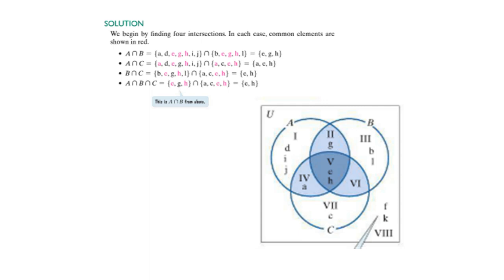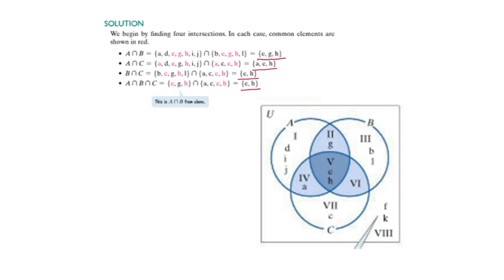This slide shows the solution for the last problem that we just completed. So you can see that we did well on that. We did A intersect B, came out to be E, G, H. A intersect C is A, E, H. B intersect C, E, H. And A intersect B intersect C is E, H. So we did all of those correctly, and then it says to complete your Venn diagram.